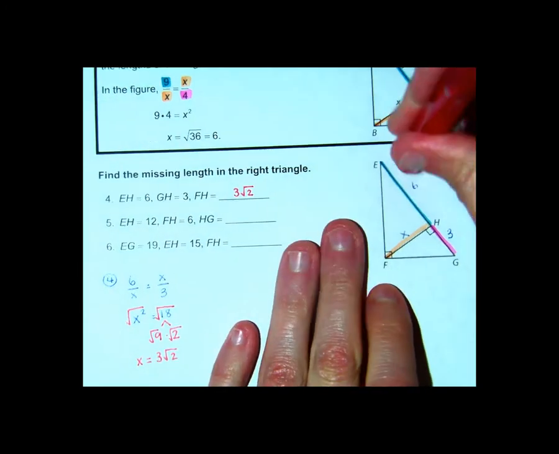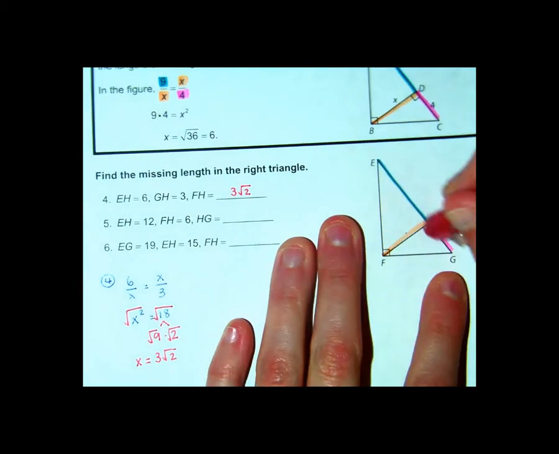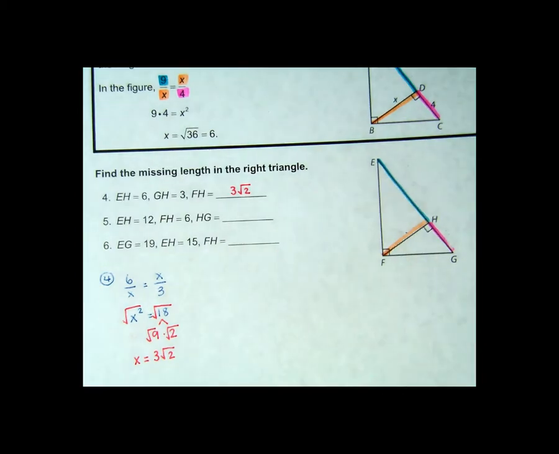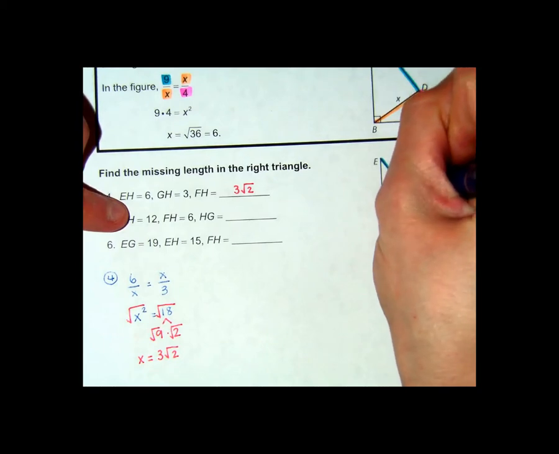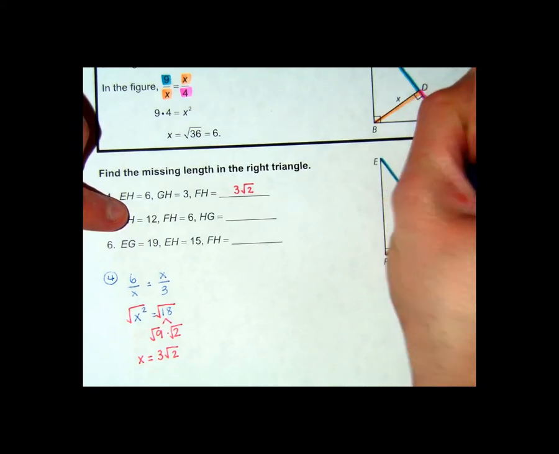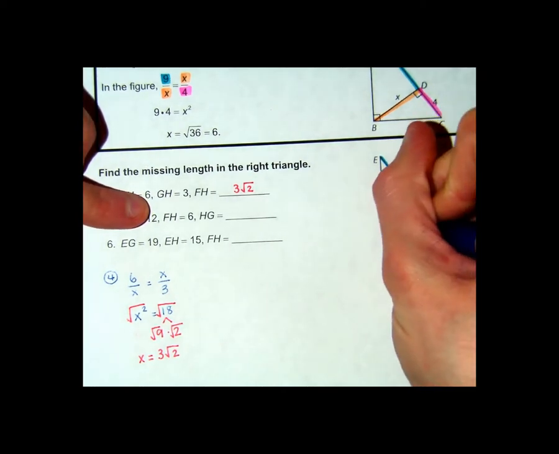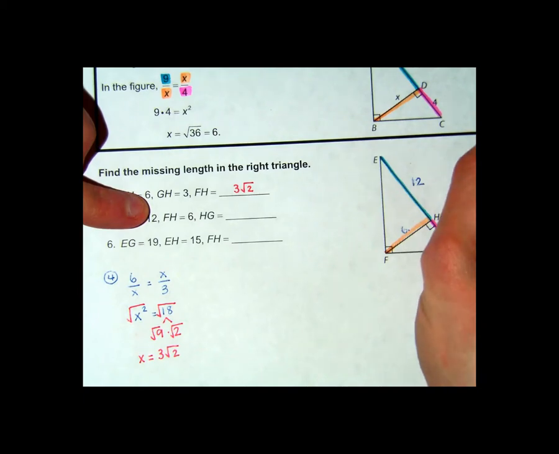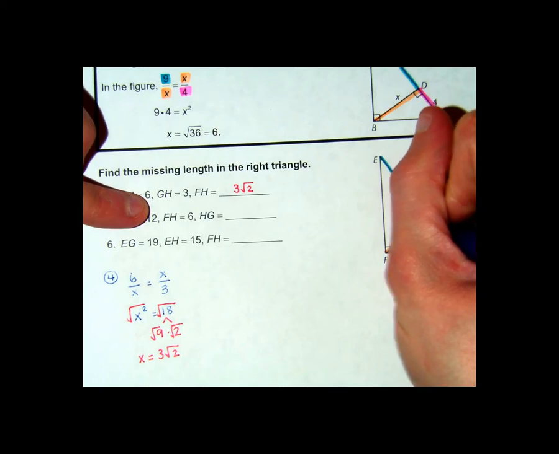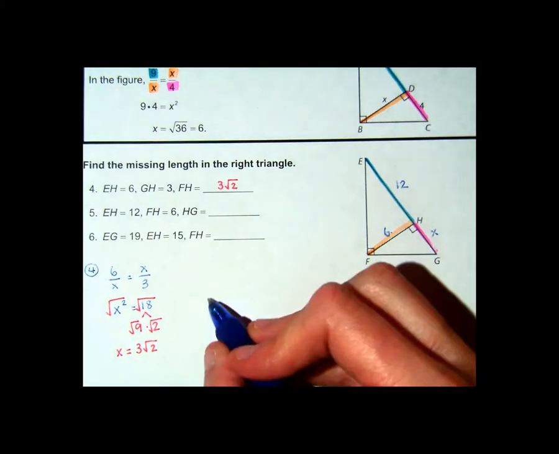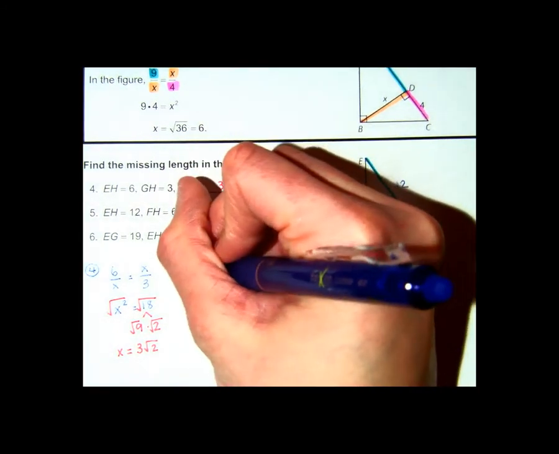Okay, I'm going to erase the picture and relabel for number 5. So this time EH is 12. Evidently going to have to change the ink on all my pens. FH is 6. HG is what we are looking for, so I'm going to label it X this time. This is what I mean when I say people automatically are like, oh, X goes here and here always. That's not true.